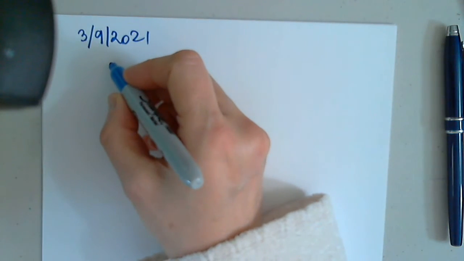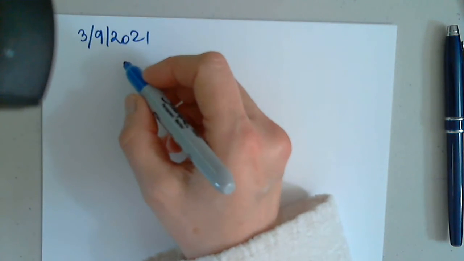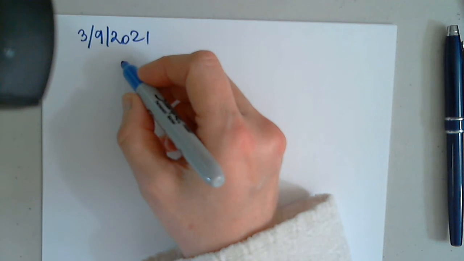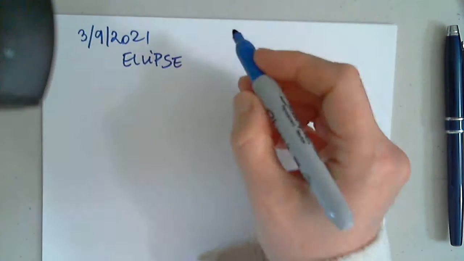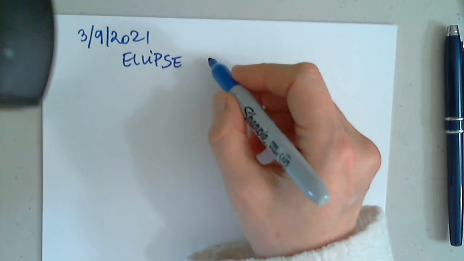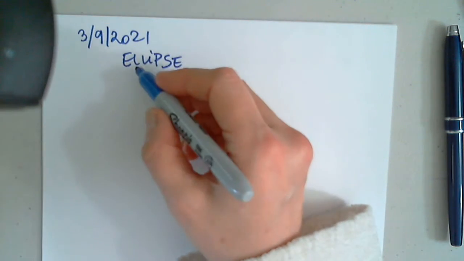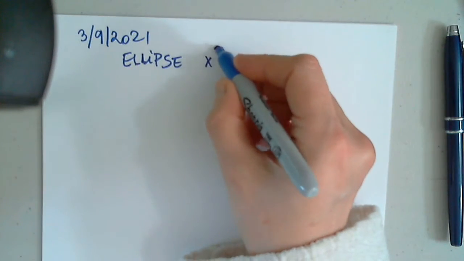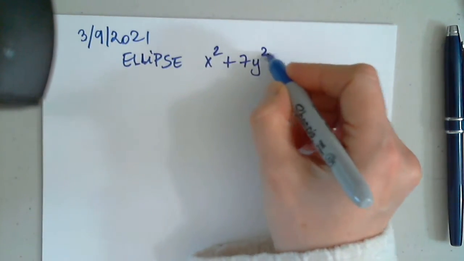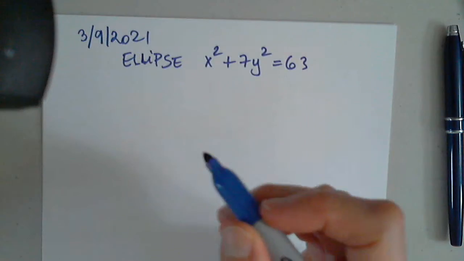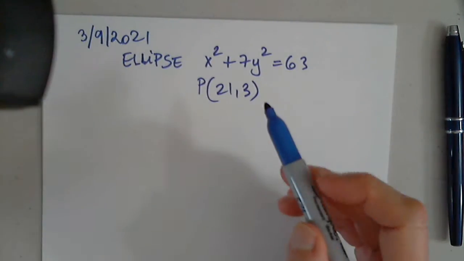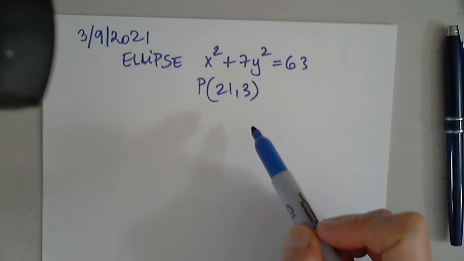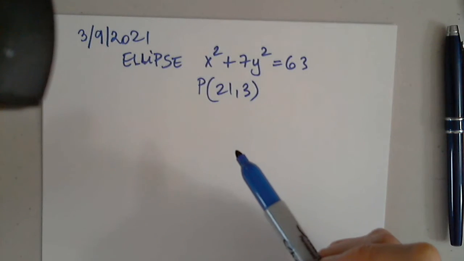It says find equations of both tangent lines to the ellipse, x squared plus... You mean ellipse? Yes, it's an ellipse. You have to find two tangent lines for it. And the equation is x squared plus 7y squared equals 63, and it passes through the point (21, 3). What was confusing me was that it asks for two tangent lines, and I wasn't sure how to find that. Okay.